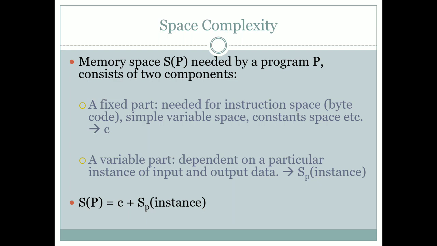So our equation for the space complexity will be S(P) is equal to C plus Sp(instance). C is for the fixed part and Sp is for the variable part.